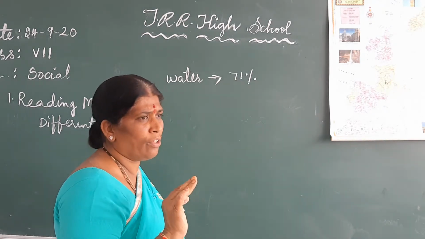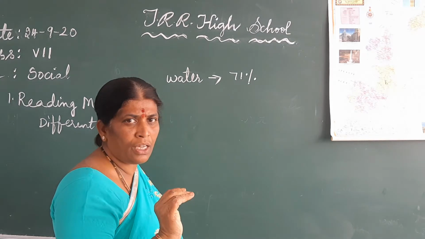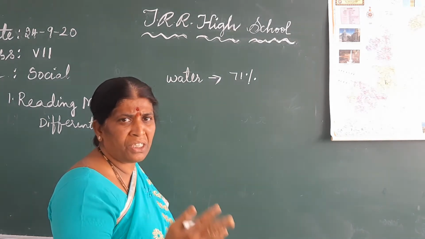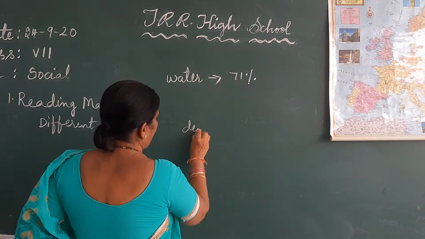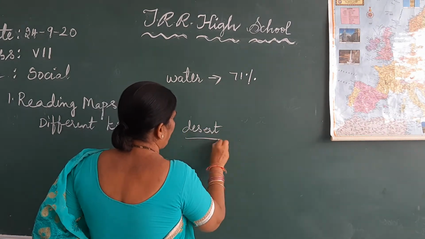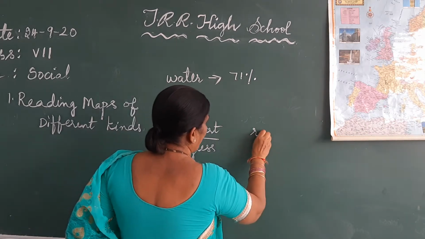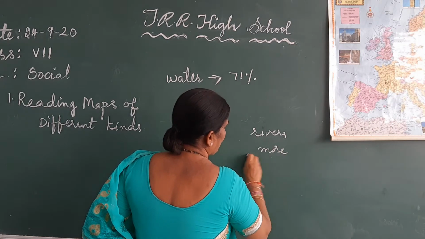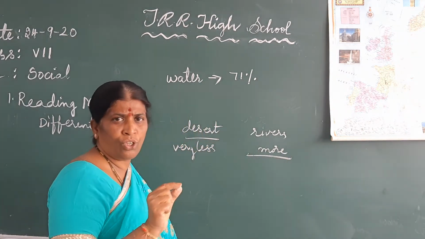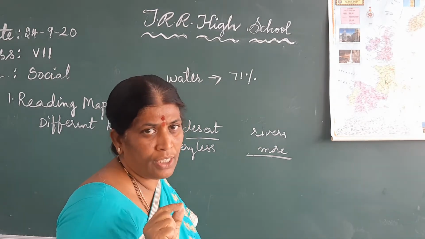And is the same amount of water present in every area of the earth? No, it is not present. In the deserts there will be very little water, but near the rivers, water will be more. That means on the surface of the earth, water is not even. It is uneven.